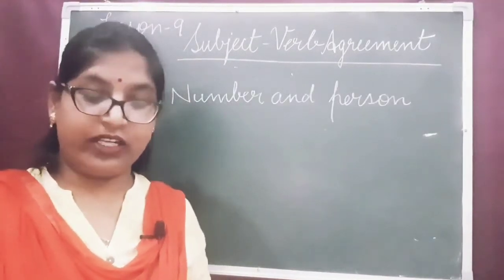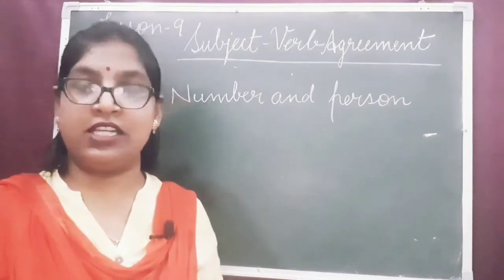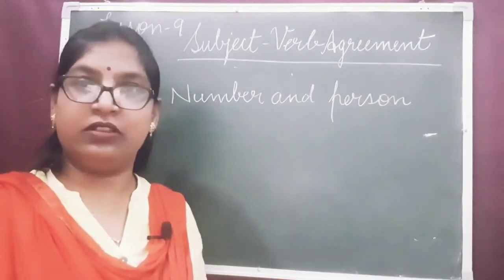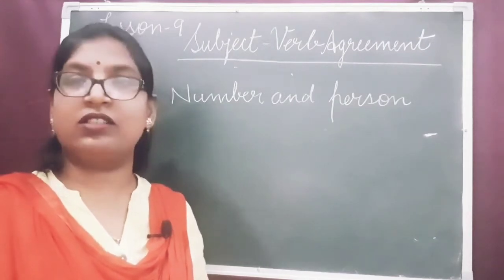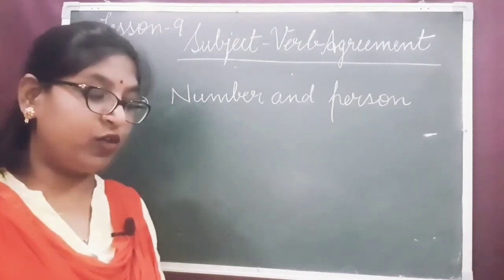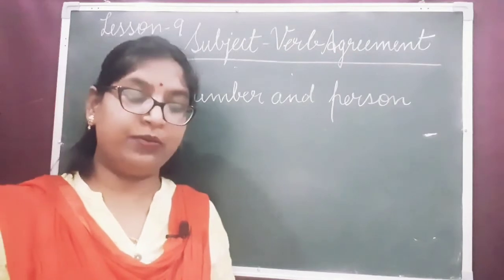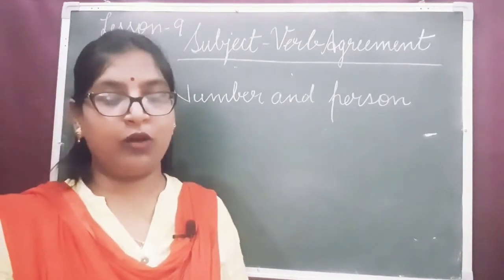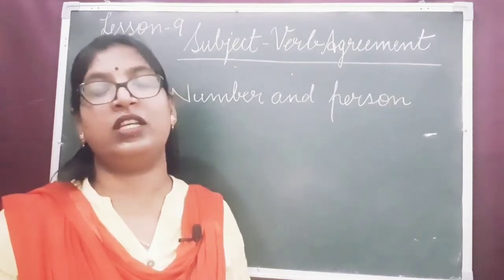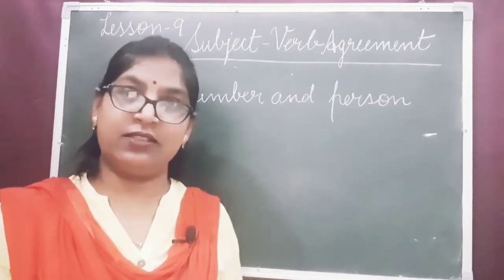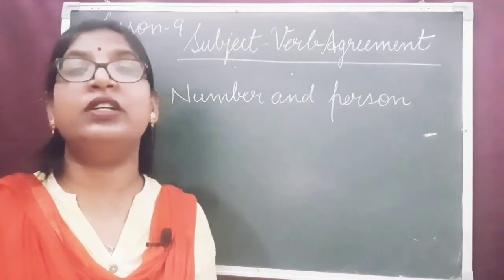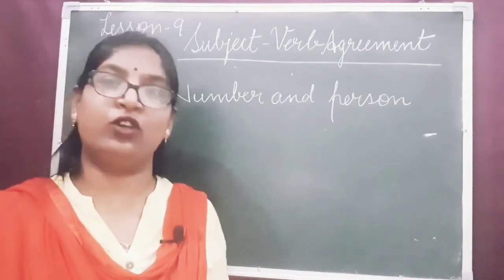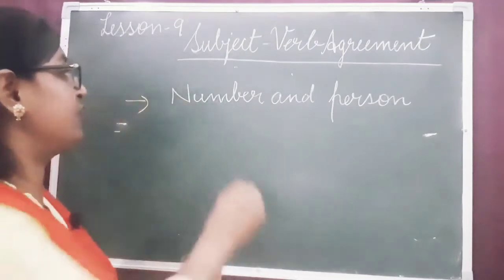Dear children, you can see your book page number 69. The important points, remember the small boxes given. In that you can see the first point. The number and person of the subject determine the form of the verb to be used in a sentence. The number and person of the subject. What is the number and what is the person? We should know first of all.